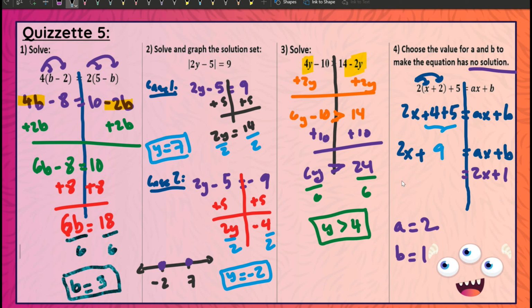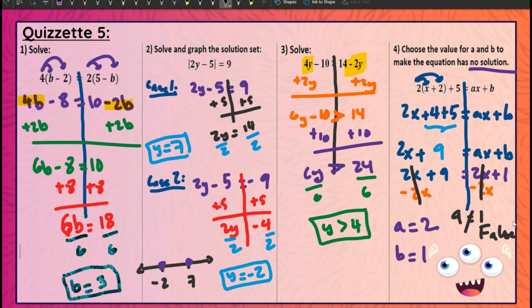Okay, so on the other side you have 2x plus 9 equal to 2x plus 1. If you solve for x, you're going to subtract 2x from both sides to get the variable on the same side. That will cross out the 2x. You end up with 9 equal to 1. 9 is not equal to 1. It's a false statement, therefore no solution.